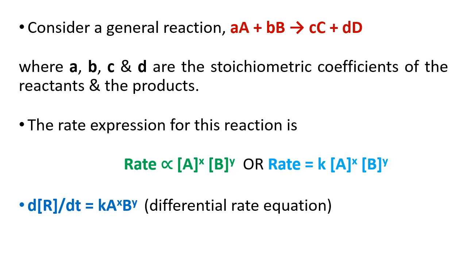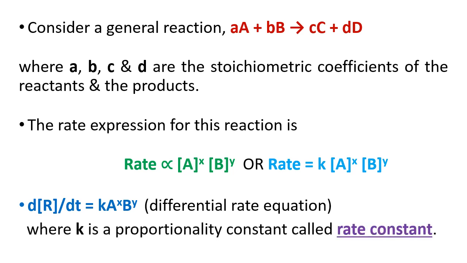The differential rate equation for this reaction is: change in concentration of reactant divided by change in time is equal to the rate constant k into [A]^x [B]^y, where k is a proportionality constant called the rate constant.